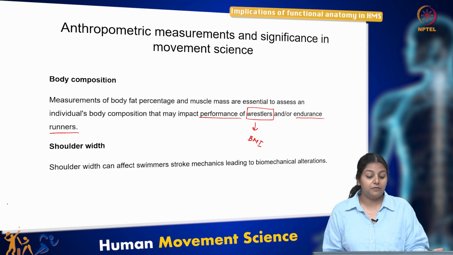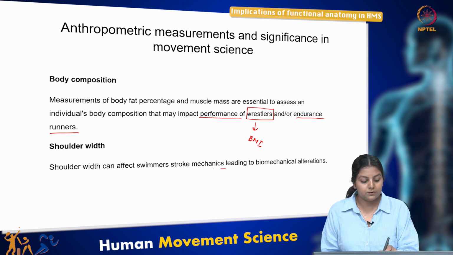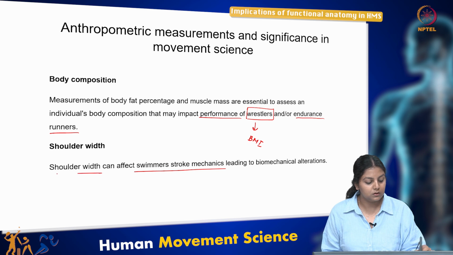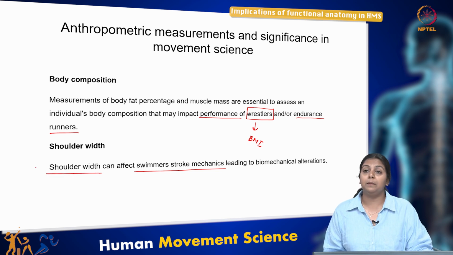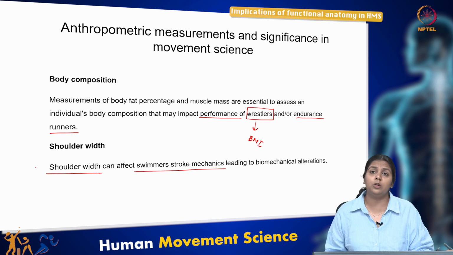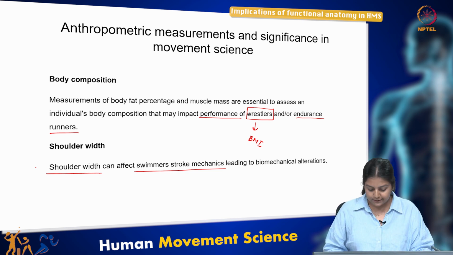Shoulder width. So shoulder width can affect swimmers' stroke mechanics, for example, of course, leading to biomechanical alterations. So another one would be your hip width or shoulder width or arm span, as we looked at. So all of these natural anthropometric measurements have an effect on swimmers' stroke mechanics.